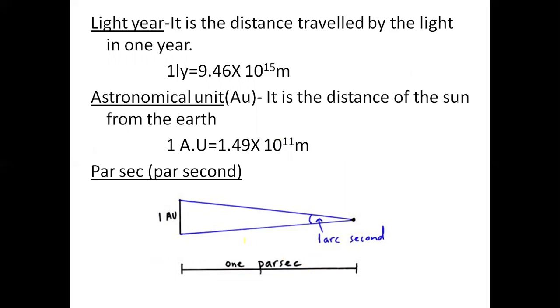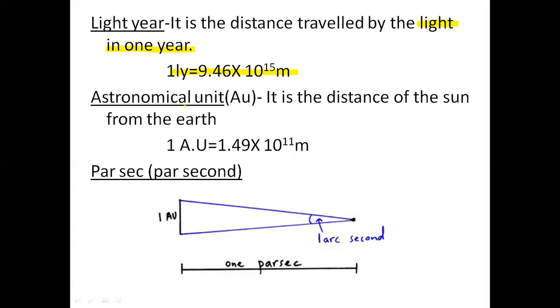What is a light year? It is the distance traveled by light in 1 year. In a single year, the distance that light travels is known as a light year. So the value of 1 light year is equal to 9.46 into 10 raised to 15 meter. So that is the value of 1 light year here.